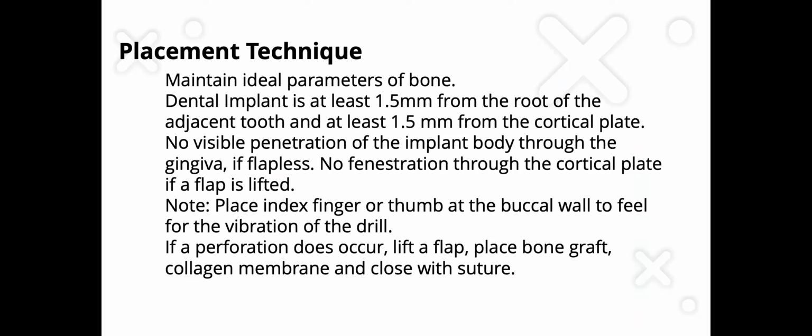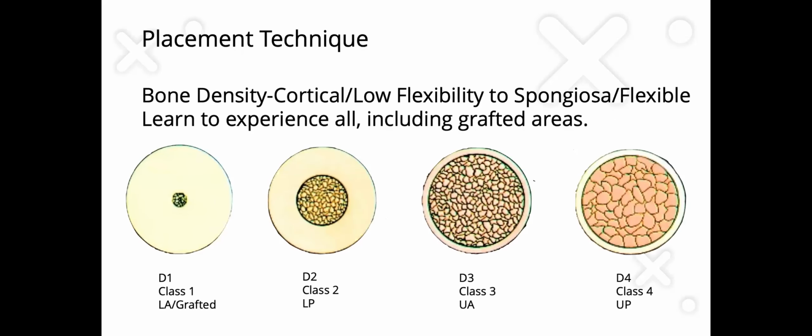So during the procedure, if it's a flapless procedure, place your index finger along the lingual and the labial sides, and your thumb on the buccal wall to feel for the vibration of the drill. That can be a guide to how much bone you have to work with around that buccal plate or on the lingual wall. But if a perforation does occur, you can lift a flap, place some bone grafting material, collagen membrane if necessary, and close the suture with primary closure if possible.